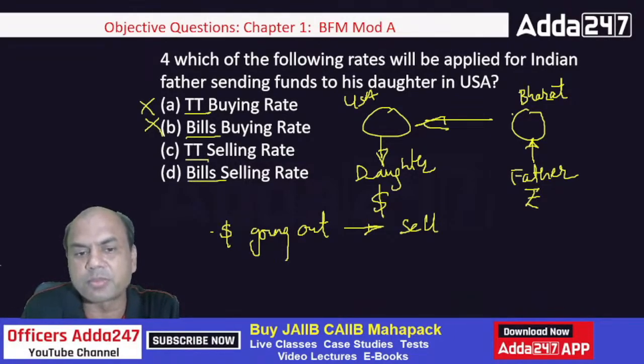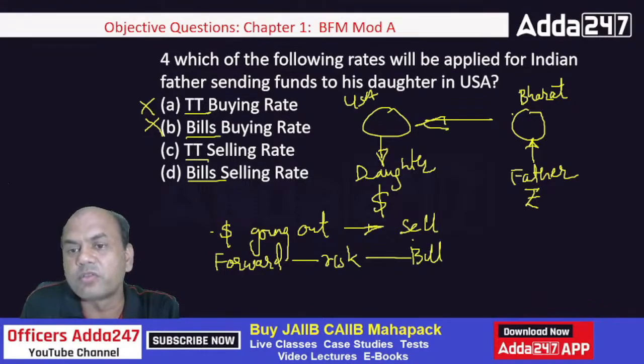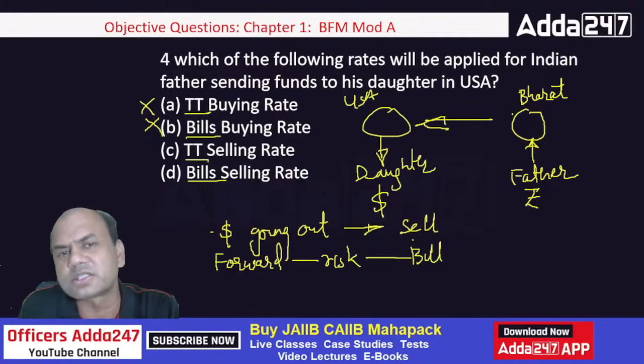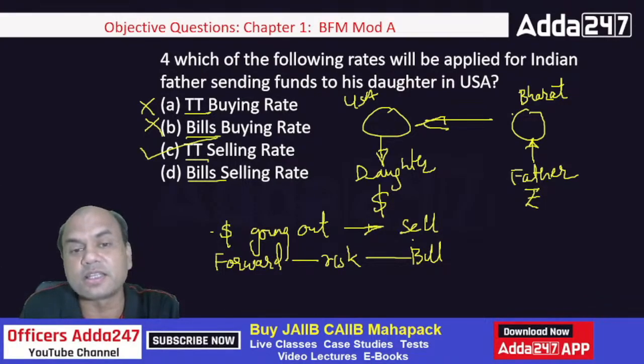So always remember, whenever it's a future dated transaction, forward, when I am dealing in a forward transaction, means some 1 month after, 2 months after, then I am taking a risk. And wherever there is a risk, there is a bill rate. But here what is happening? The father has come over here and he wants to transfer the funds immediately. So there is no risk involved, today only. So in that case, I will be using the TT rate. So the question is TT selling rate. Okay, the answer is over here.